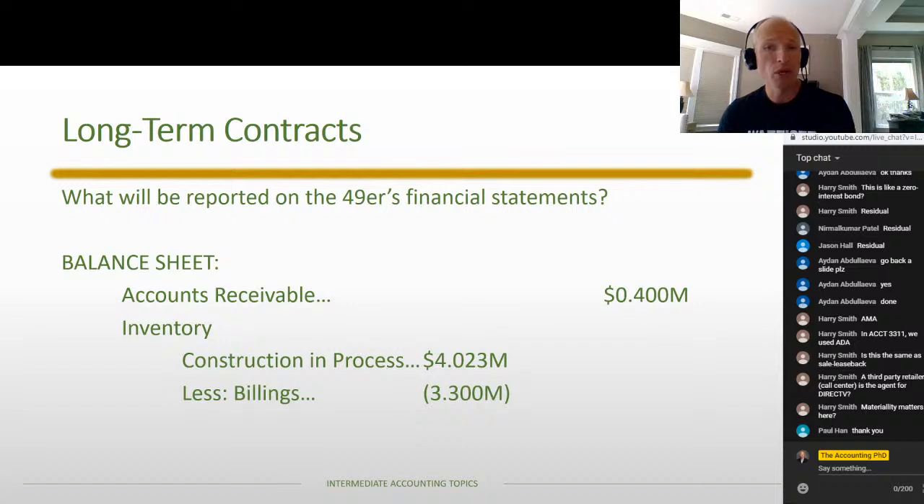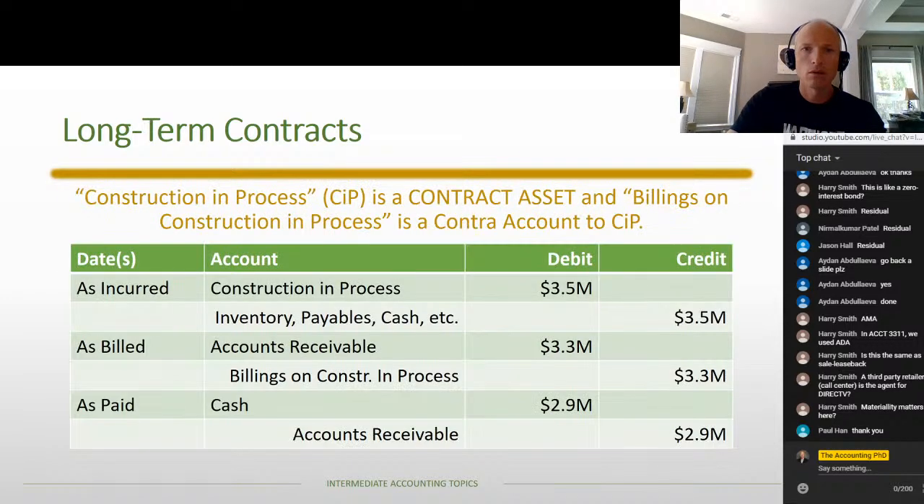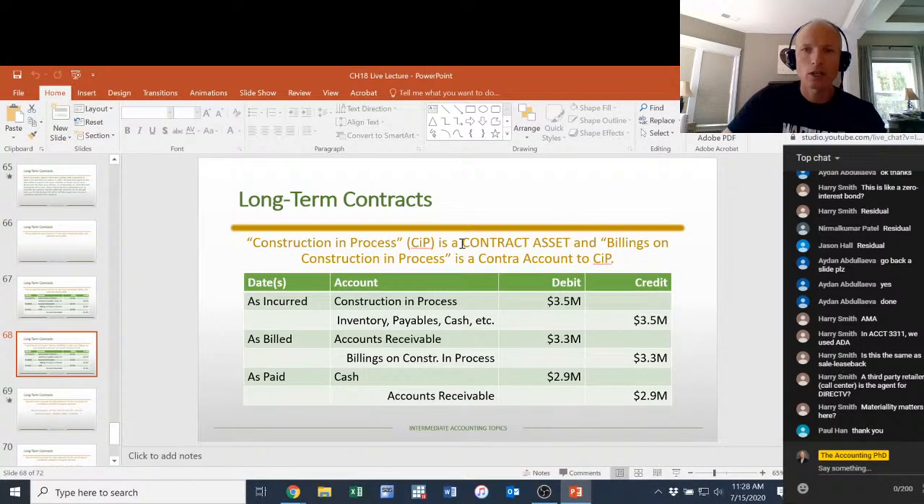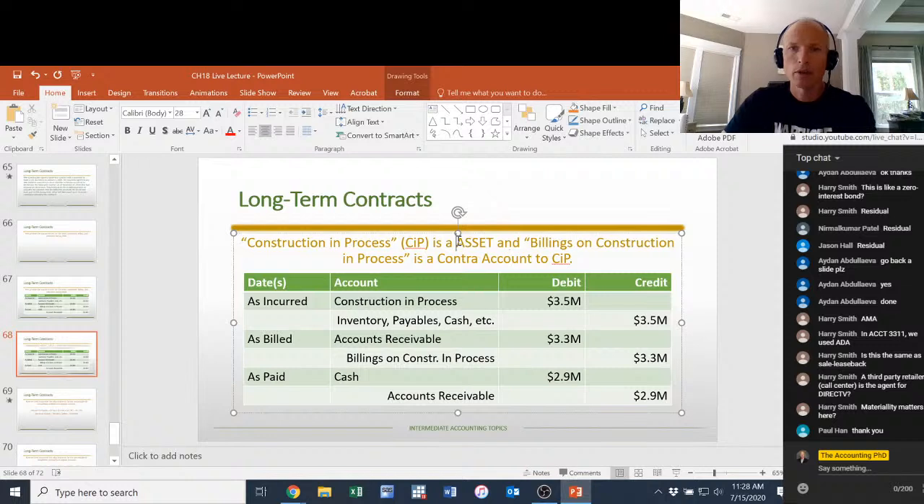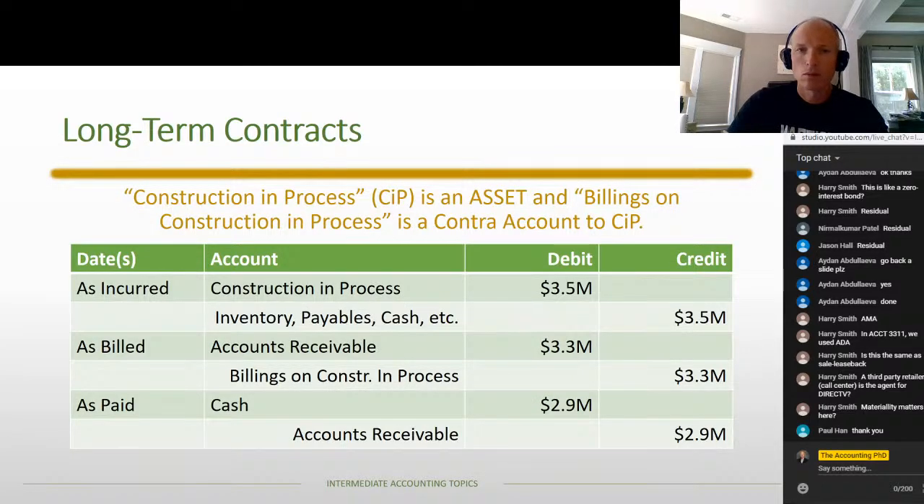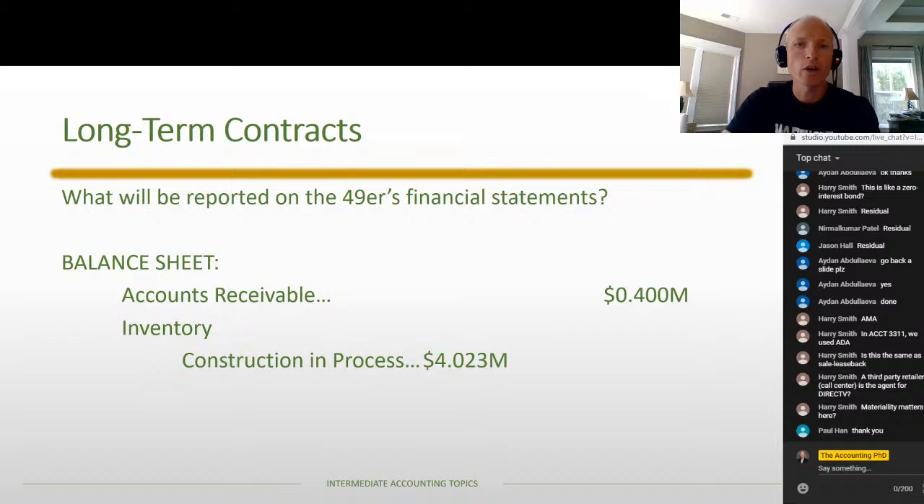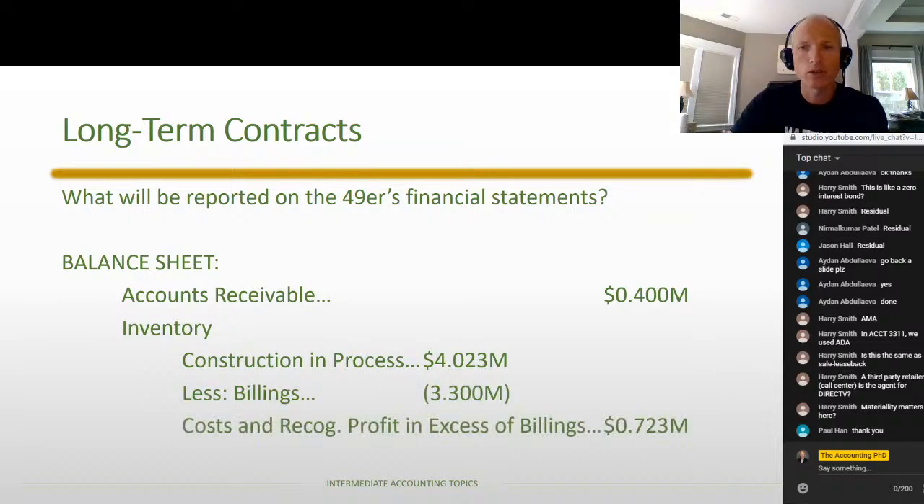And then less those billings, we talked about that being a contra asset. And actually, looking back, I think I did something wrong. Hold on a second. I did. All right, so this is actually an asset. Sorry about that. All right, so under inventory, our construction in process is an asset, $4.023 million.